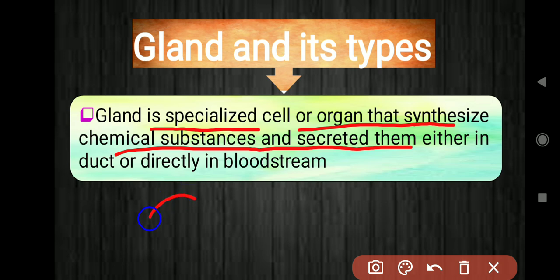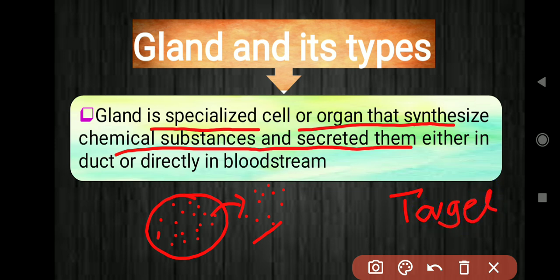Suppose this is the cell, and if this cell synthesizes some chemical substances, and these chemical substances are then secreted by the cell, then we call it a gland. Then these secreted chemicals are transported to the target region or target part. Target region is nothing but where the action of this secreted molecule is done. So to reach that target part, the secreted molecules are transported either through the duct or through the bloodstream.